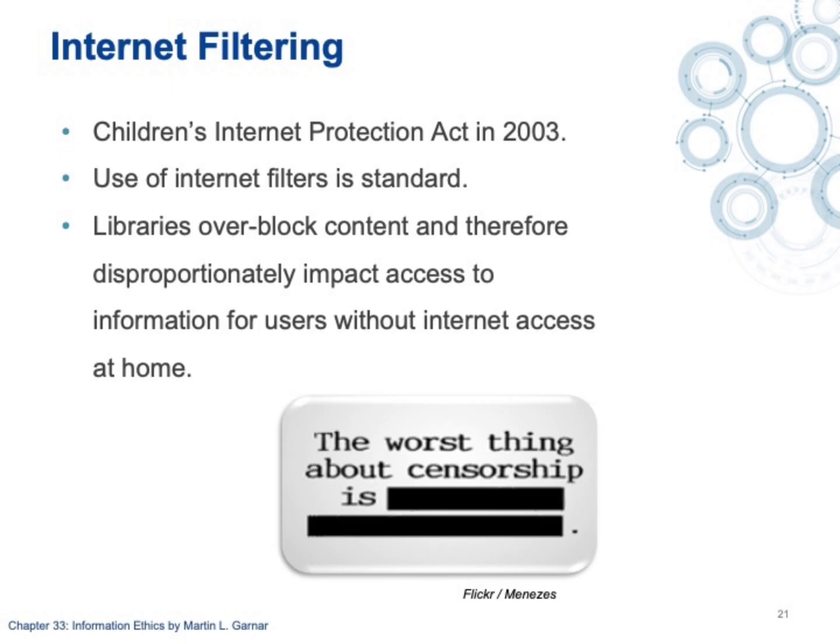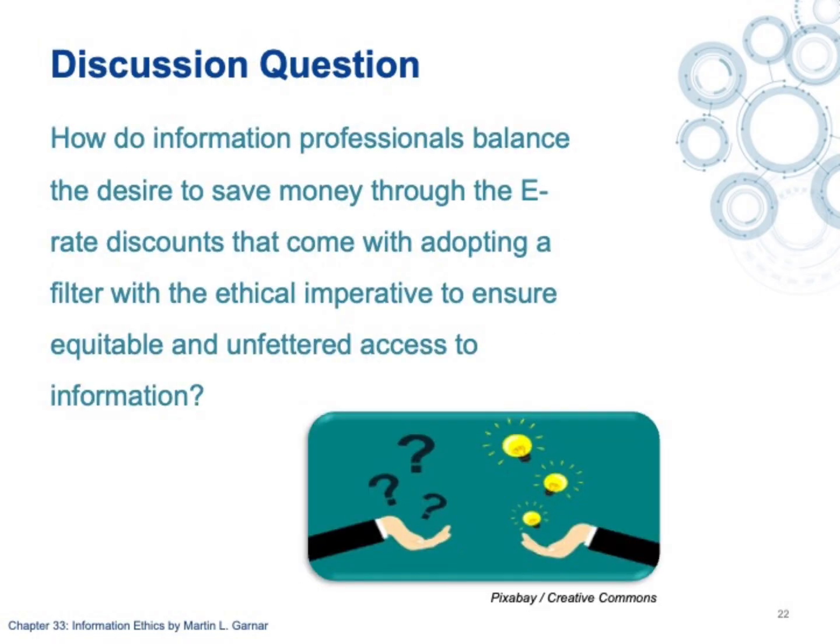Since the Children's Internet Protection Act, CIPA, was upheld in 2003, Internet filters are standard in public and school libraries to receive federal funding. However, a study shows libraries overblock content, which disproportionately impacts users without home internet access. The question asks how information professionals balance the desire for E-rate discounts, which come with adopting a filter, with the ethical imperative to ensure equitable and unfettered access to information.